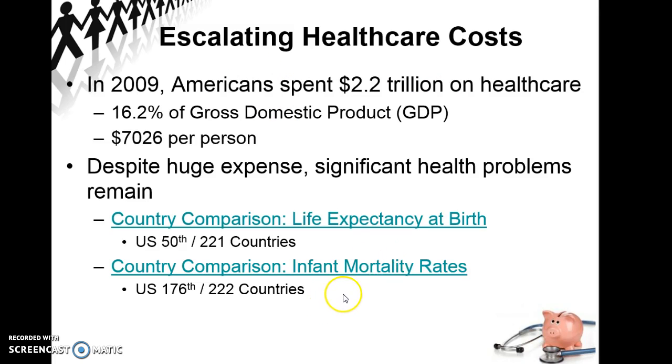All right. So we spend a ton of money on healthcare, right? We really do.